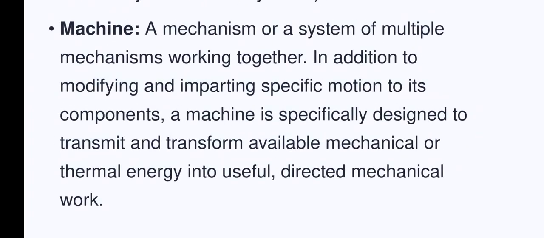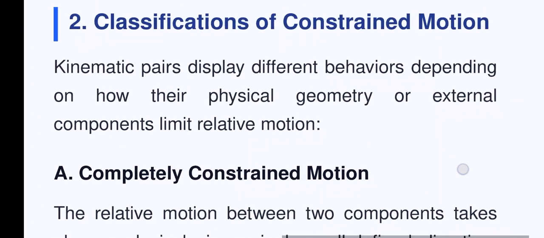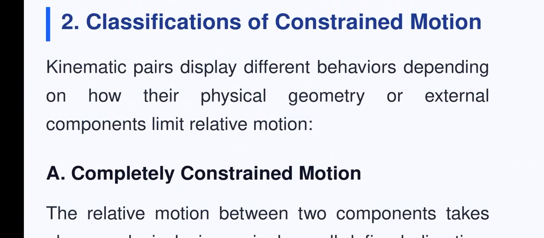Machine: a mechanism or a system of multiple mechanisms working together, in addition to modifying and imparting specific motion to its components. A machine is specifically designed to transmit and transform available mechanical or thermal energy into useful, directed mechanical work. Classification of constrained motions.